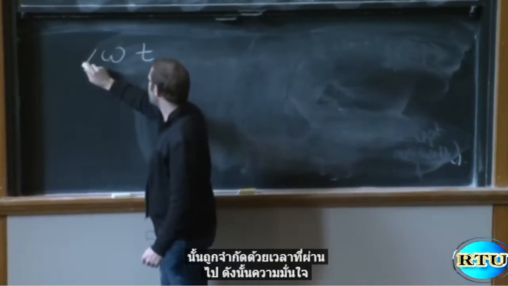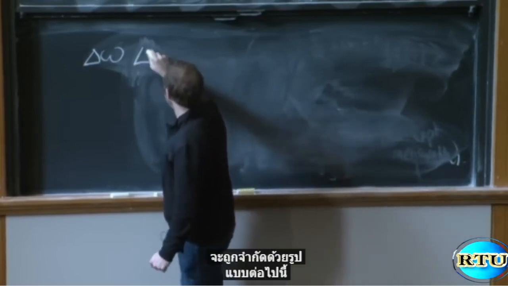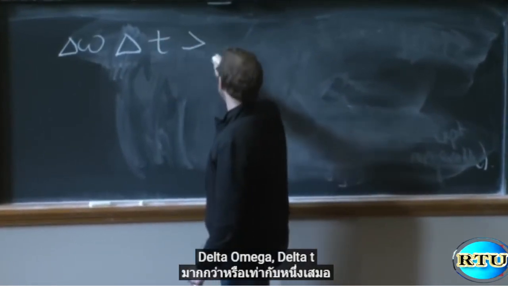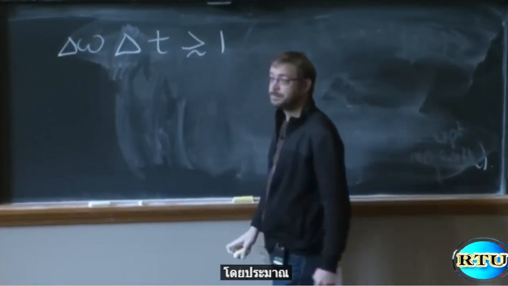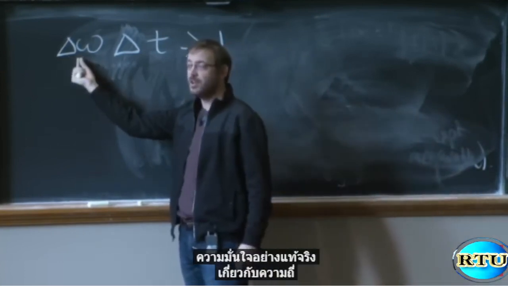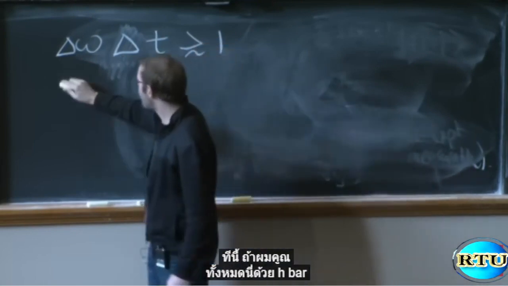And in particular, how confident you can be of the frequency is bounded by the time over which you measure. So your uncertainty in the frequency is bounded in the following fashion: delta omega times delta t is always greater than or equal to 1, approximately. What this says is that if you want to be absolutely confident of the frequency, you have to wait an arbitrarily long time.